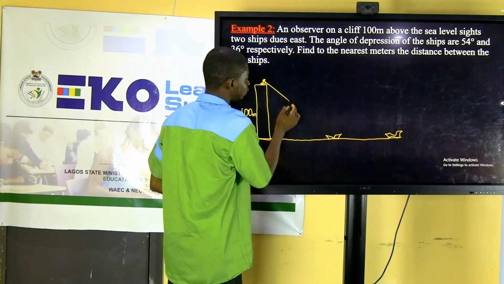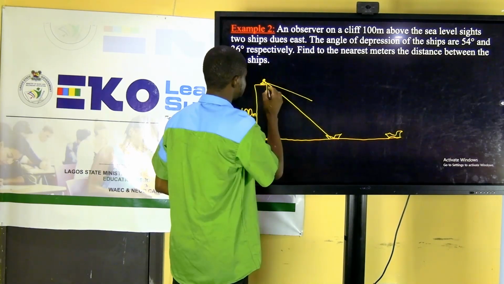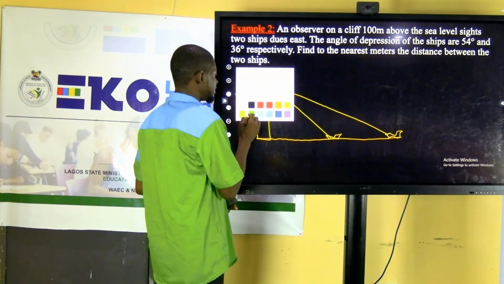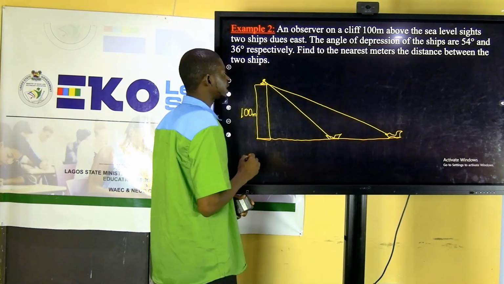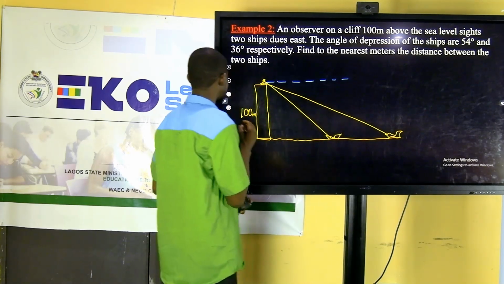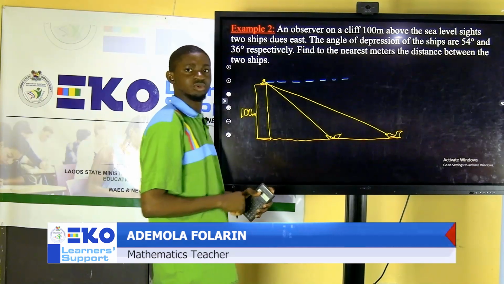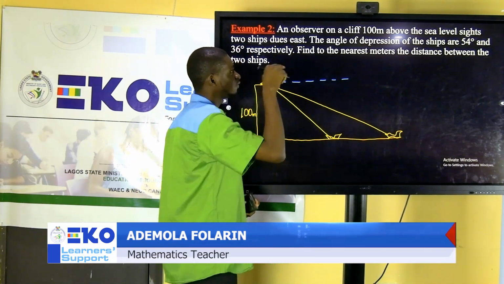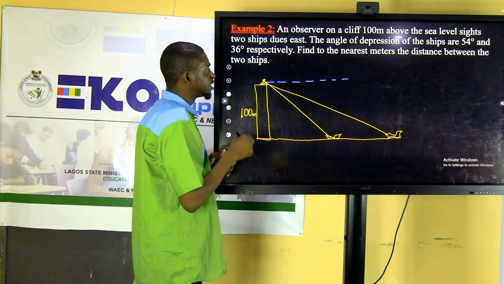So looking at the angle of depression, that's how the observer will be looking. Let's not forget the normal line of sight: the horizontal line of sight of the observer should be this, right? That's the horizontal line of sight. So this makes the observer form an angle of depression. Now let's look at the interpretation. The angles of depression of the ships are 54 degrees and 36 degrees respectively.